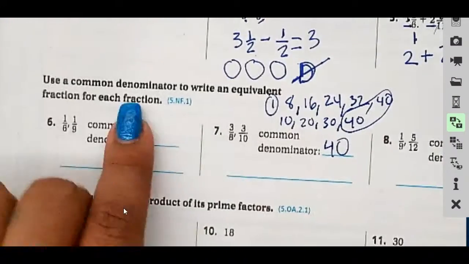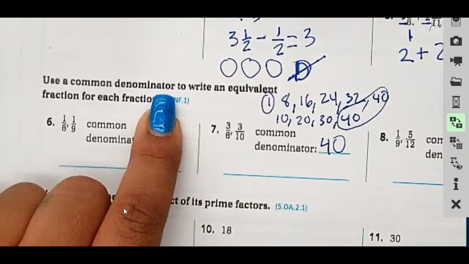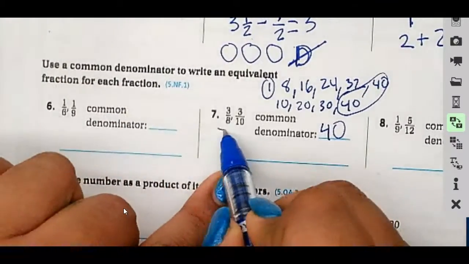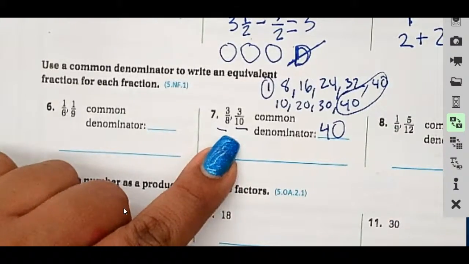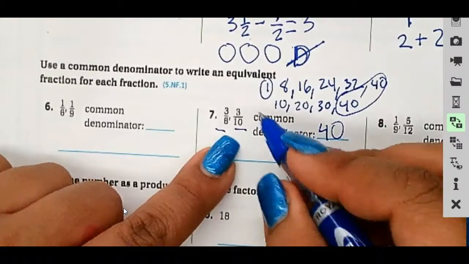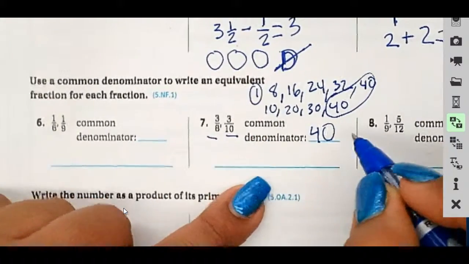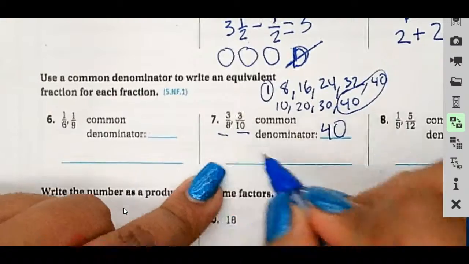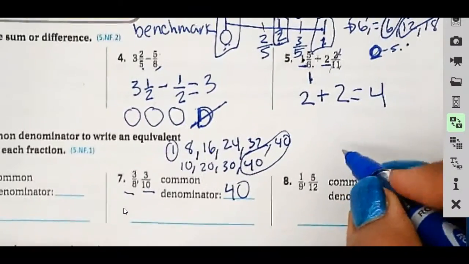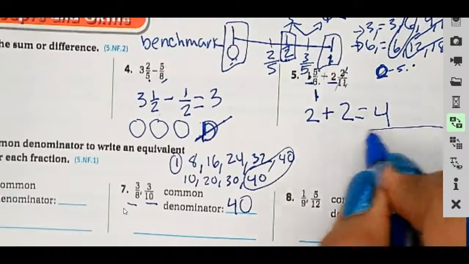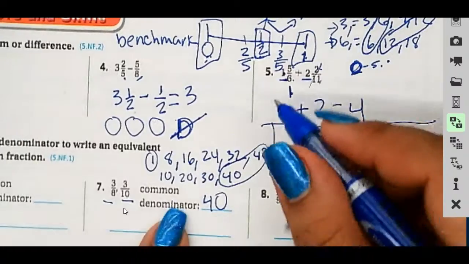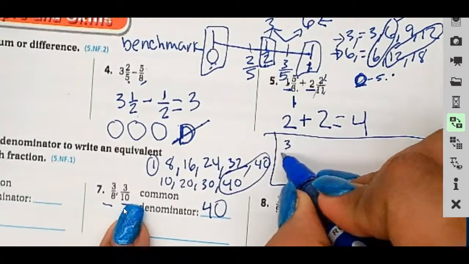But if you read the instruction, it says, use a common denominator to write an equivalent fraction for each fraction. So I need to find the equivalent fraction for each one of these fractions. I found my common denominator. Now my next step is to find the equivalent fraction. How do I do that? Well, you want to write your fractions. Like I said, I would advise you to write it in vertical form. I'm going to use a space right here to work. You should use scratch paper when you do that so you don't get confused.